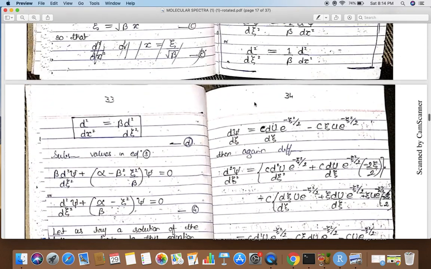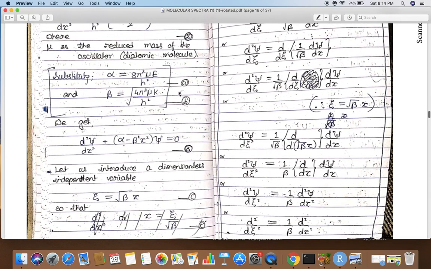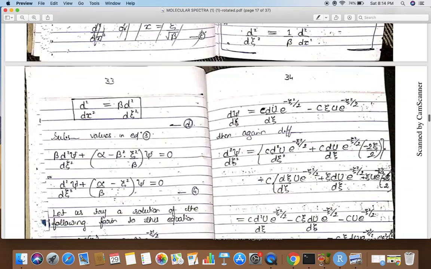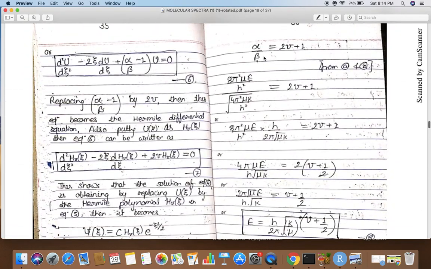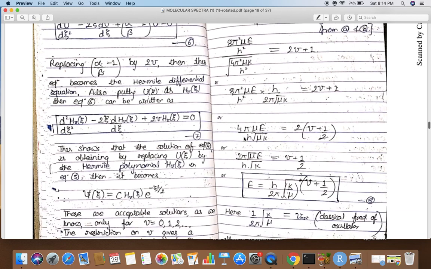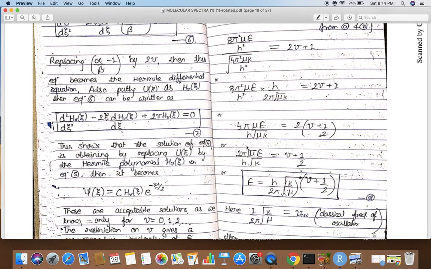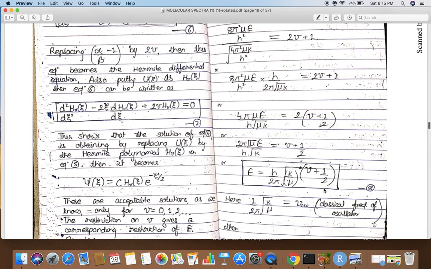So from equations A and B, we have these two relations. Now I have got this relation in alpha and beta. From here, alpha divided by beta plus 1 is equal to 2b. Alpha divided by beta is equal to 2 nu plus 1. Then this 8 pi square, this is equal to this. From here finally, I will get that this E is equal to h upon 2 pi under root k upon mu, times nu plus half. Equation number.